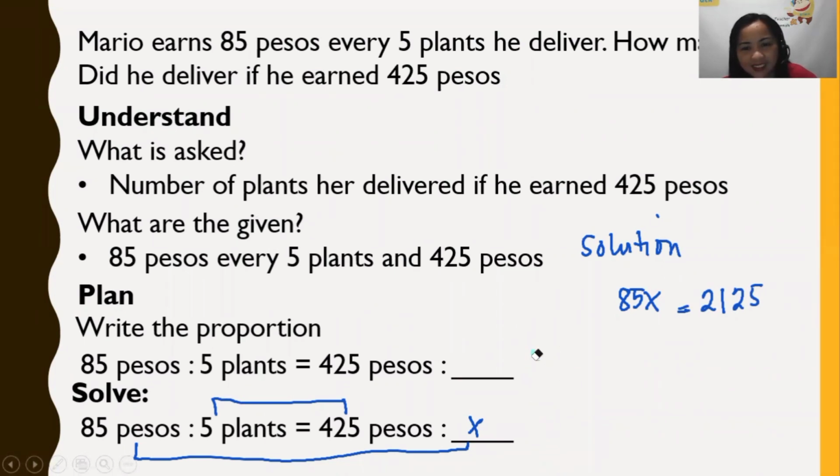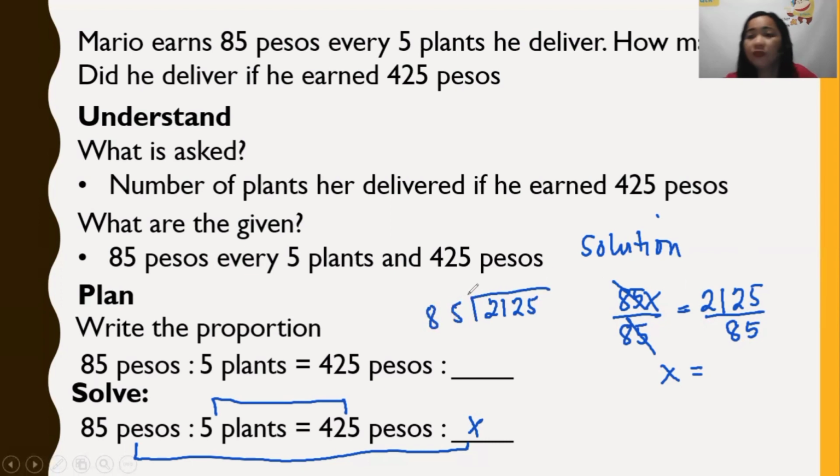Okay. Now, here, we just need the value of x here. So we need to divide both sides by 85. Now, cancel. We have x. So now let's get 2,125 divided by 85. So what do you think is the answer? We have here 5.